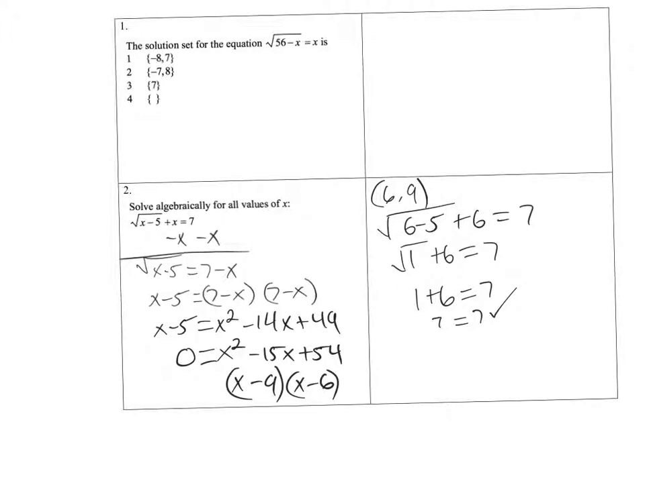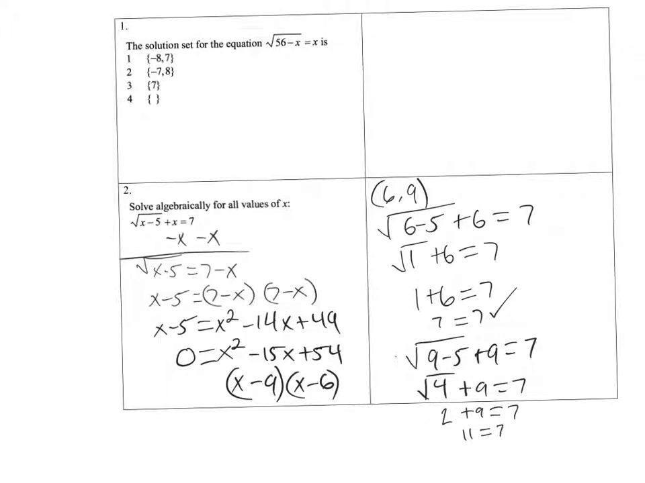Now we have to plug the 9 into the equation, which would look like the square root of 9 minus 5 plus 9 equals 7, and 9 minus 5 equals 4. Bring down the square root and the plus 9 equals 7. The square root of 4 is 2, and you bring down the plus 9 equals 7 again. And 9 plus 2 equals 11.